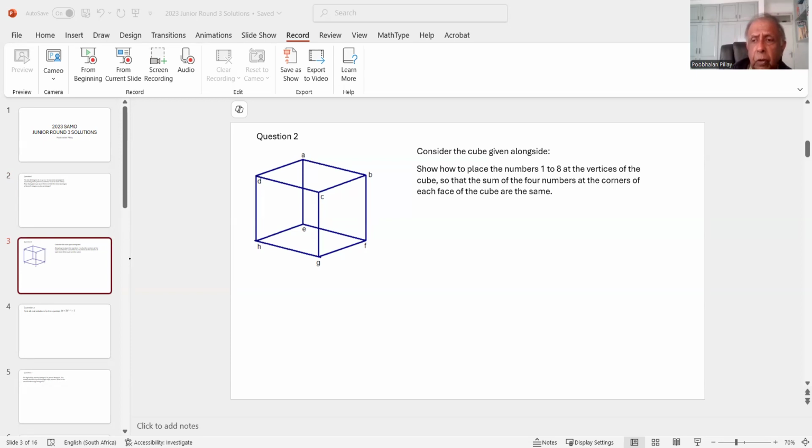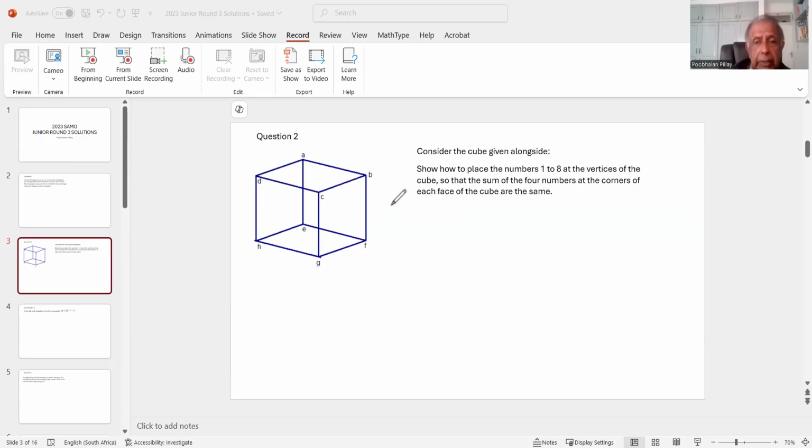And the sum of the 4 numbers at the corners of each face of the cube are the same. So when you work out this plus this plus this plus this, you're going to get the same as this plus this plus this plus this, and so on. If you take the faces, there are 6 faces, and each face has got 4 vertices. And if you add those 4 vertices, you're always going to get the same answer. So that is the question.